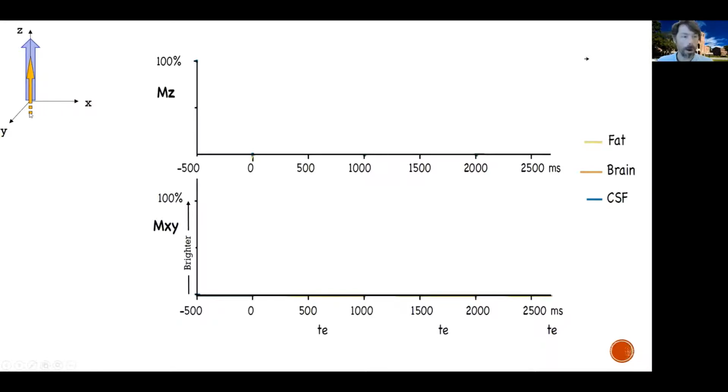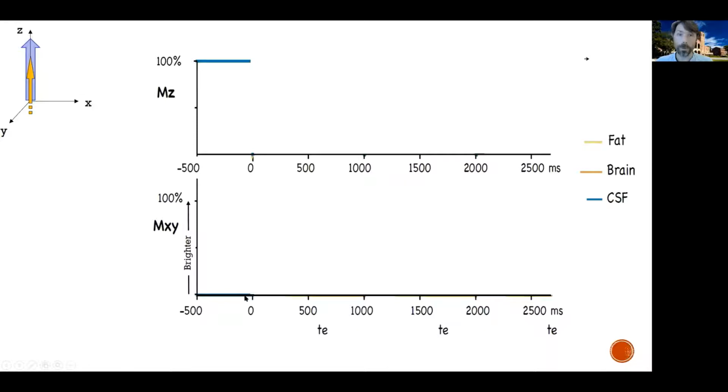So here we are. M0 is straight up. How big is its projection on the z-axis? Well, as big as it's ever going to be, right? It's fully straight, fully up. So really, it's 100%. How about the projection on the xy plane? How big is that? Well, nil, right? There isn't any. It's 0.